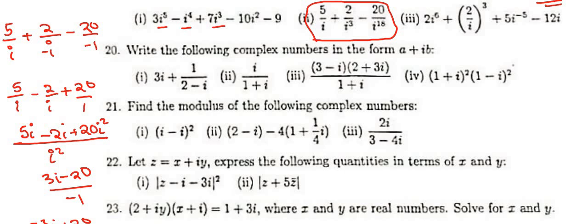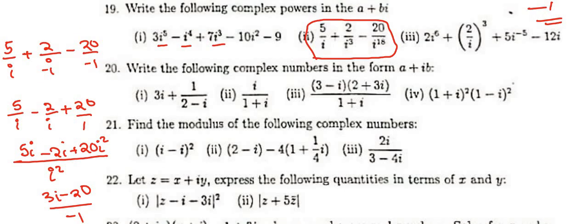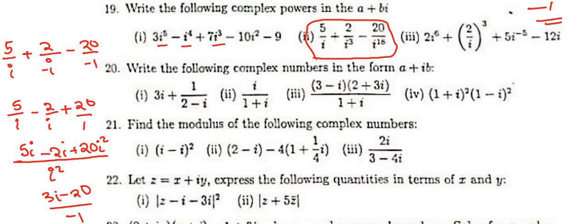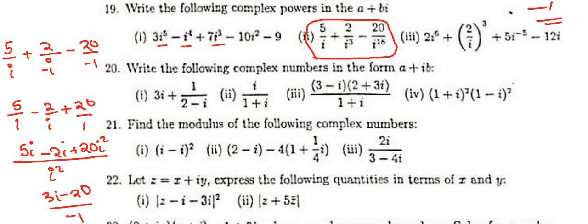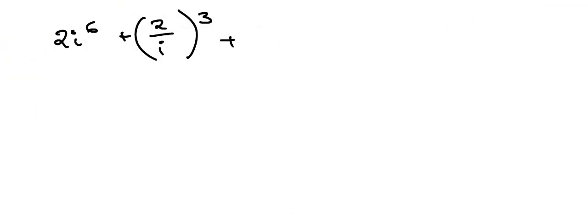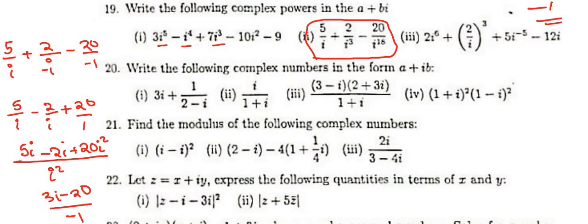I know there's this guy that has a negative power, so let me just show you how we do it. This is supposed to be 2i to the power 6. Then we are having, but there's a plus 2 over i. This is raised to the power 3. Then plus 5 to the power negative 5, i to the power negative 5. And the last one is negative 12i.